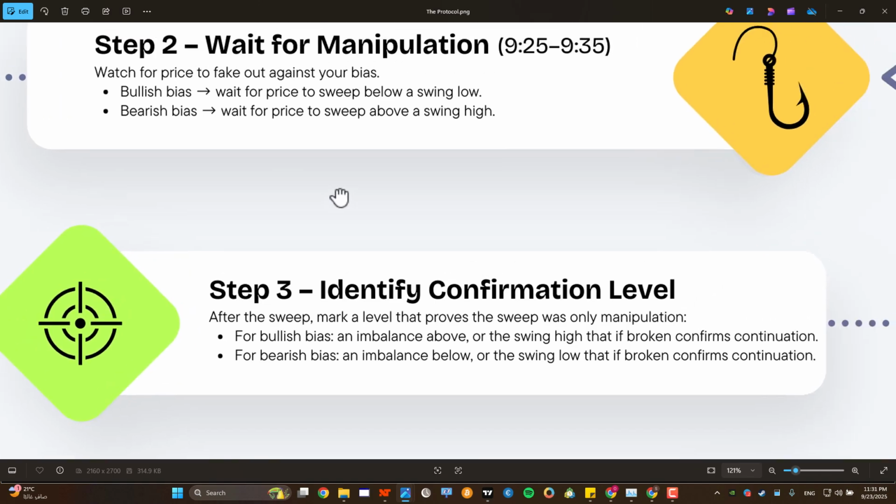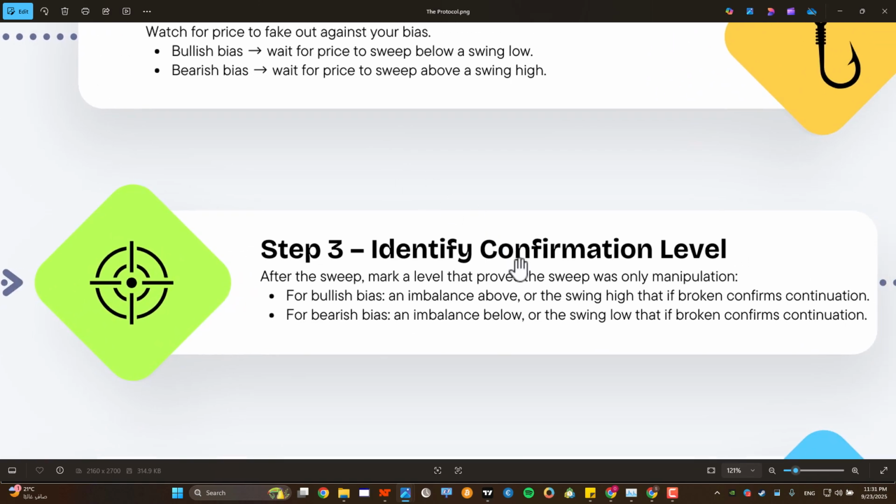Now step 3 is identifying the confirmation level. After that sweep, you need to mark a level that proves that the sweep was only a manipulation. So that spike to the upside against the bias is only manipulation if the level that you identified gets violated. So for a bullish bias, an imbalance above, it can be an imbalance or it can be a swing high that if broken confirms the continuation.